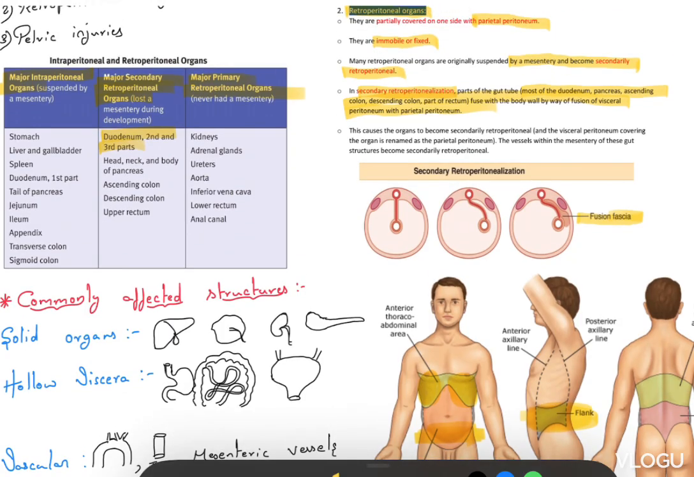So now normal physiological functions. The liver's main function is helping with clotting factors, and it does metabolism and detoxification. Next we can see the spleen. The spleen's main function is immune function and blood filtration. Next, the small bowel helps with nutritional absorption, and the colon's main function is water absorption.